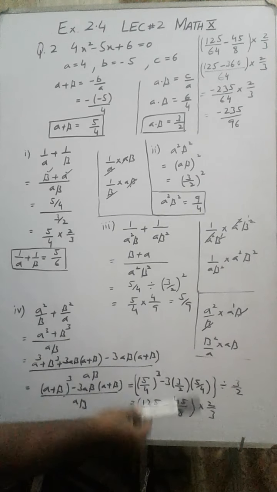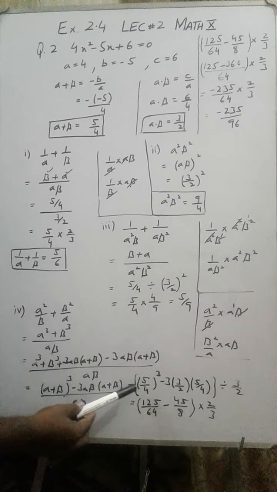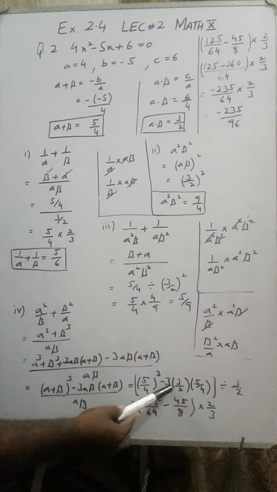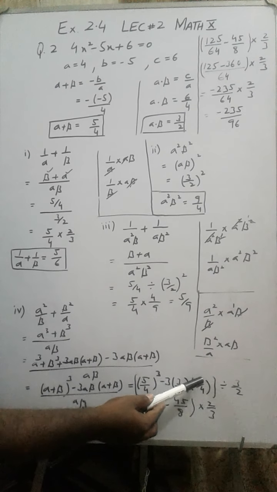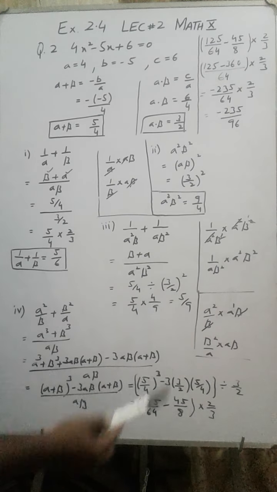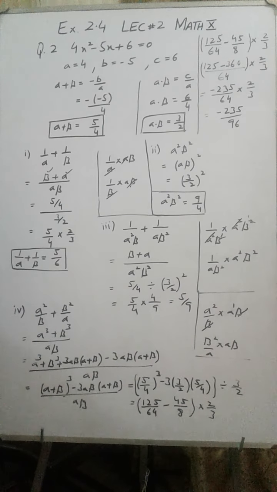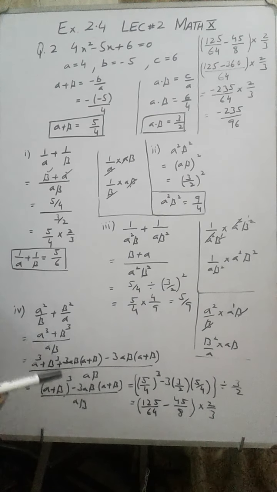Now you substitute the values, and after substituting the values you will come over here 5 over 4 whole cube, which is 125 over 64. This will become 3 into 3 9. And 9 multiplied by 5 is 45, 4 into 2 8, and this division is changed by multiplication sign and reciprocal will be 2 over 3. So 125 over 64 minus 45 over 8.